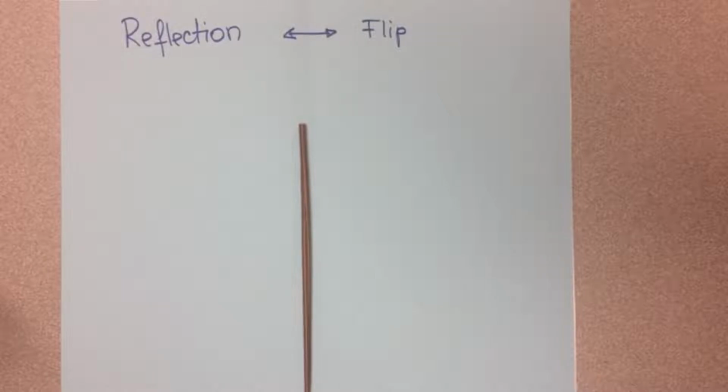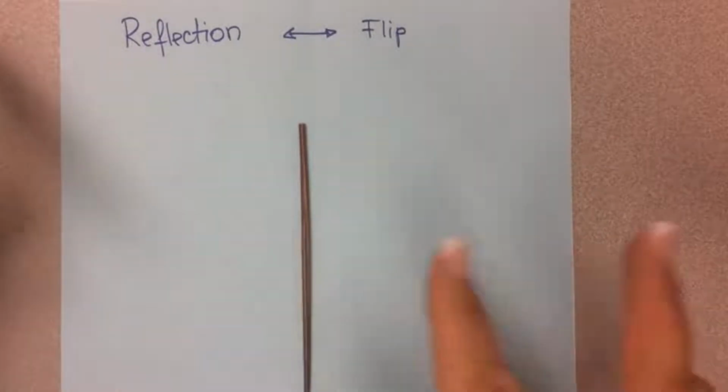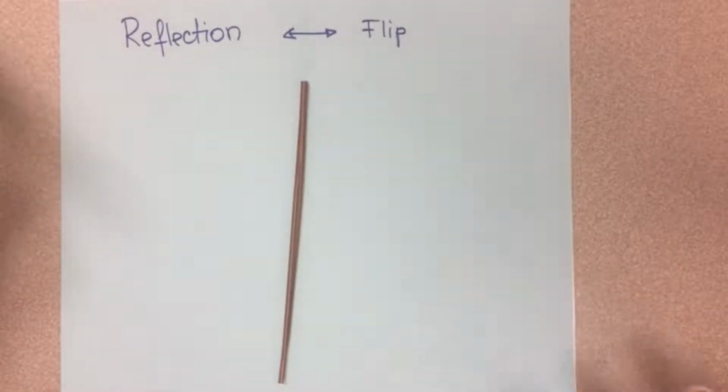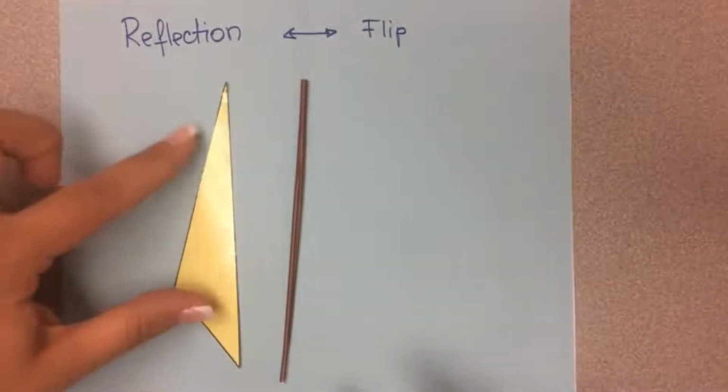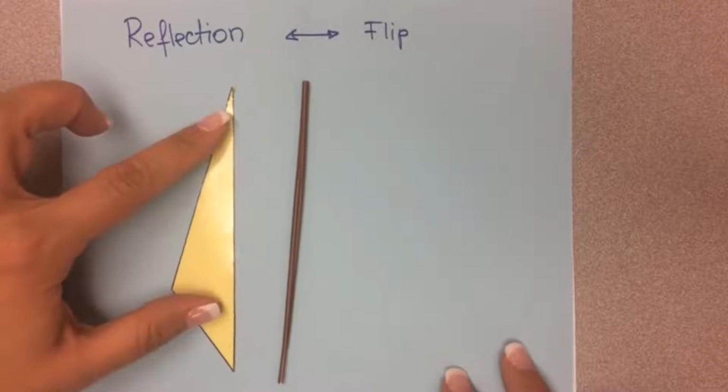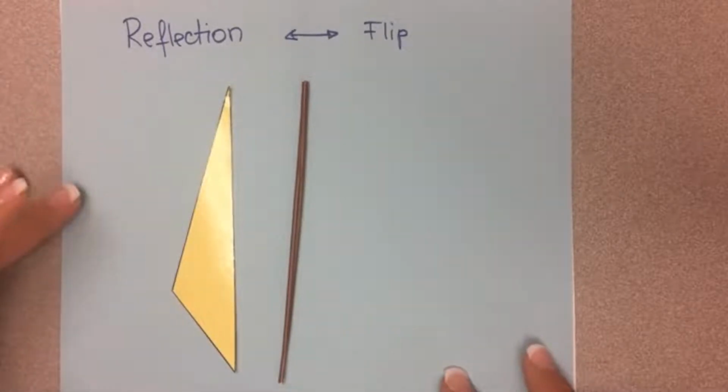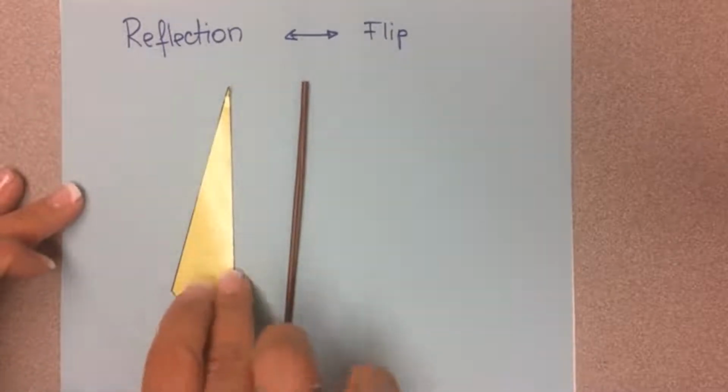In this video, we'll look at reflections. Another word for reflection is a flip. So if you have a figure and a line of reflection, to create its mirror image or a flip, we need to place it in a certain spot on the coordinate plane and then flip it over the reflection line.